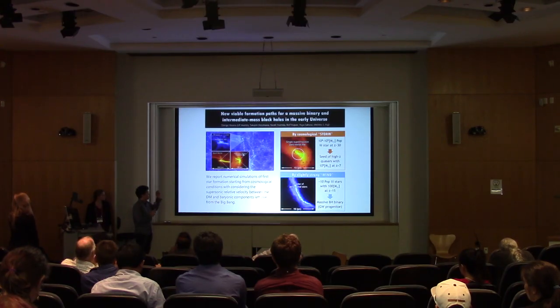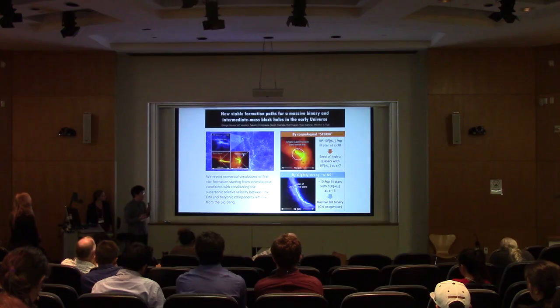And if such a motion is very large, so in a cosmic stream region, a very massive, so intermediate massive black hole can form in the universe. And if a relatively slow stream exists, a massive pulsar binary can form. So this is a pulsar.